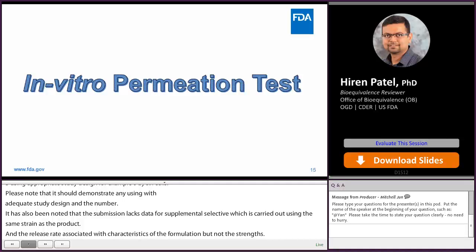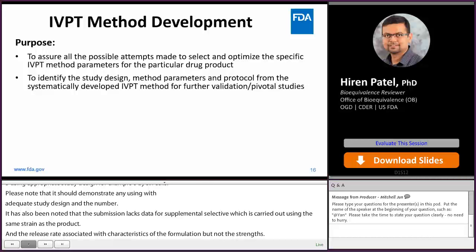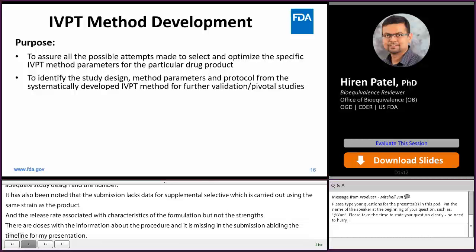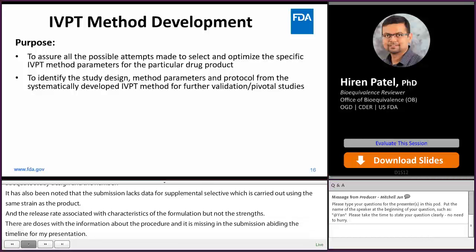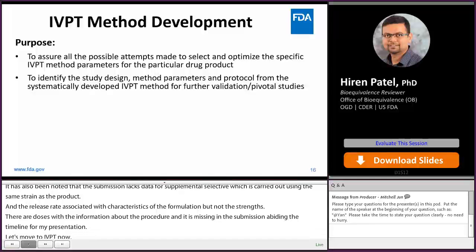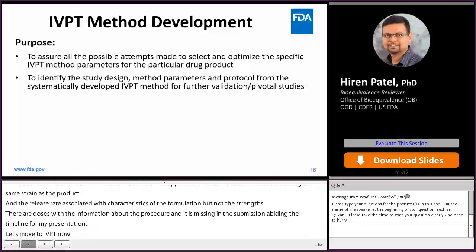With that, abiding by the timeline for my presentation, let's move to IVPT now. I will start with method development. As I briefly discussed the purpose of method development in IVRT, I will not go into detail about it since the same principle applies here as well.